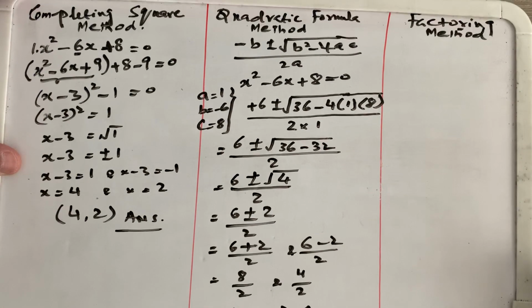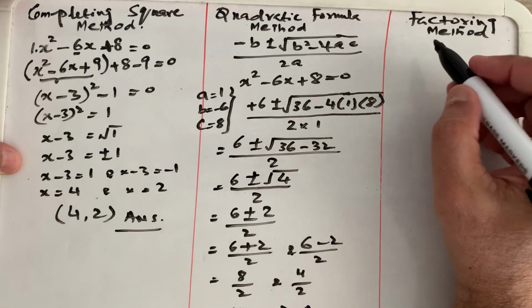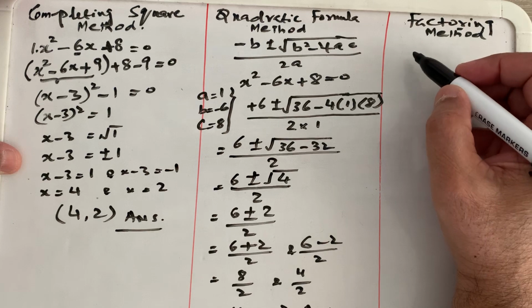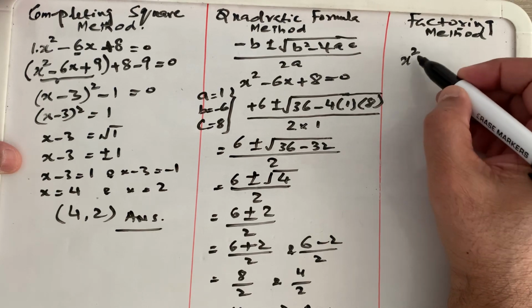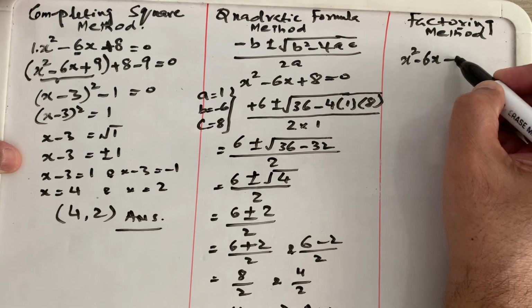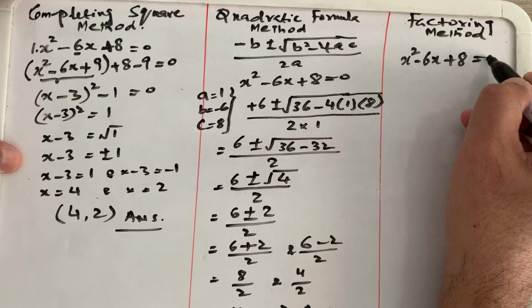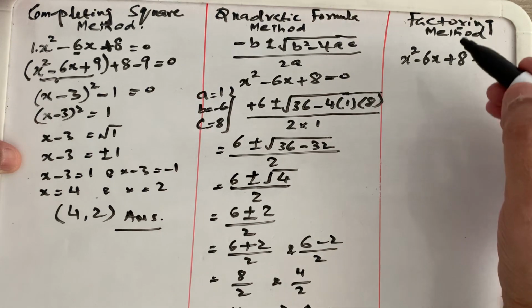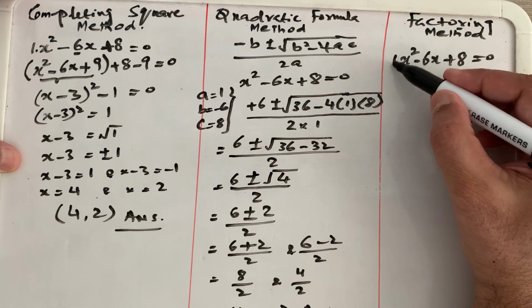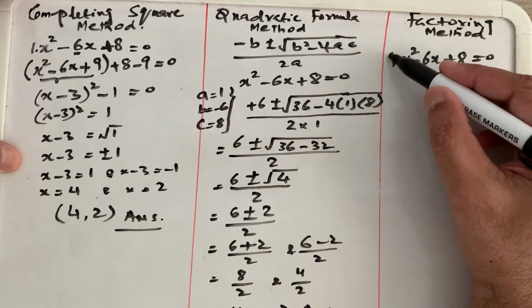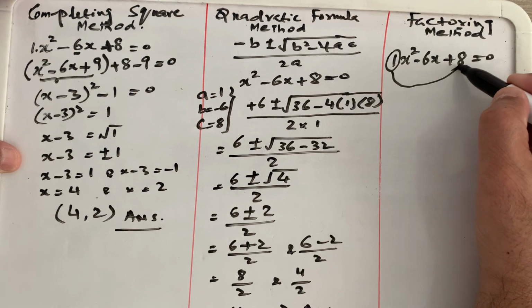So now we see the third method, which is the factoring method. The equation remains the same. What is my question? x square minus 6x plus 8 is my question. And what is my first step here? I have to multiply the coefficient of x square with the constant.